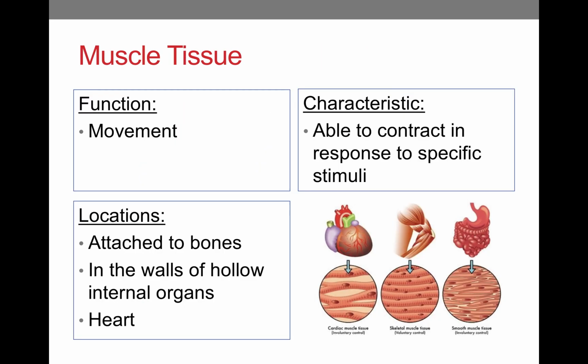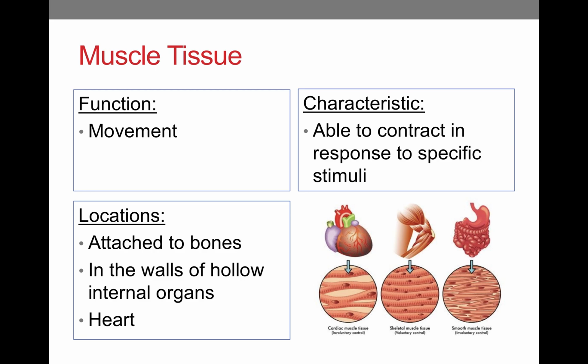Some similarities are that they function for movement. So muscle tissue moves things. What it moves depends on which type of muscle tissue we're talking about, but it does move things. The way that it moves things is by shortening, pulling the ends closer together, which produces some sort of movement. It is able to contract in response to specific stimuli, which we will cover in depth in the muscular system unit.